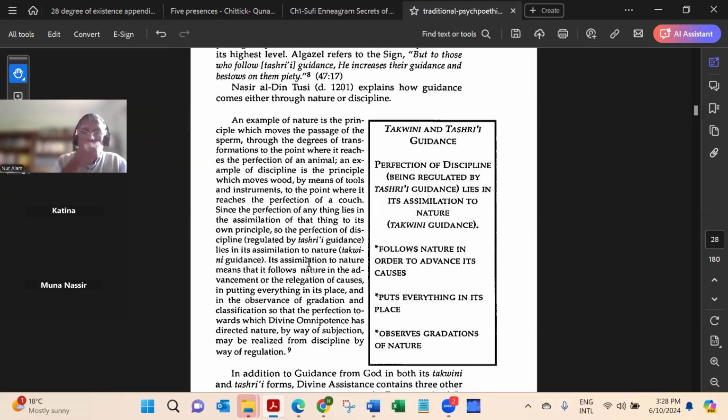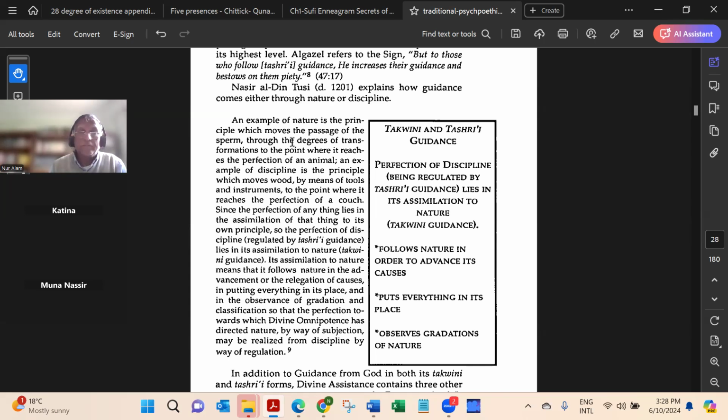Okay, so go ahead, Mona, since you have read this, if you can read this little bit as well, and then we'll go through this table, which is basically a repeat of what we have been talking about. Okay.